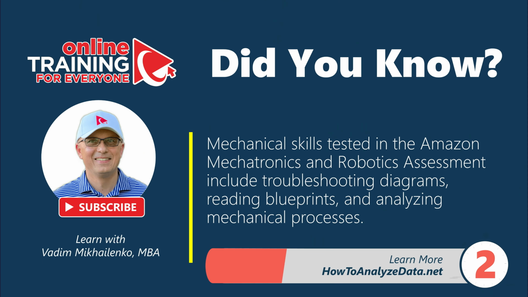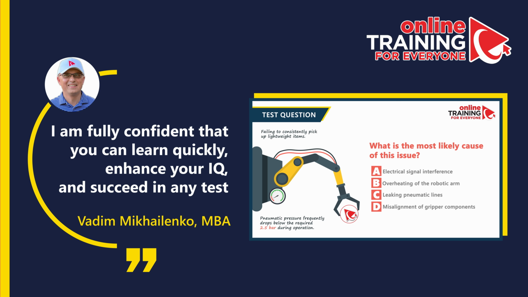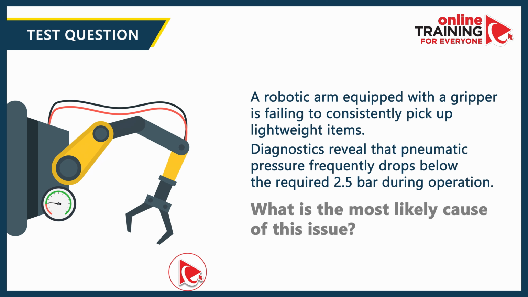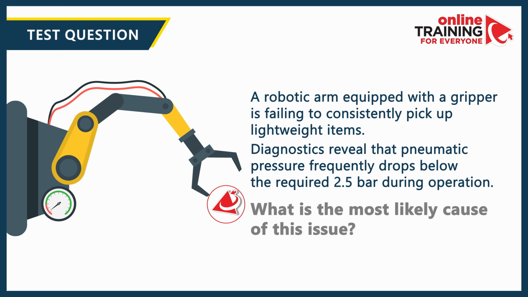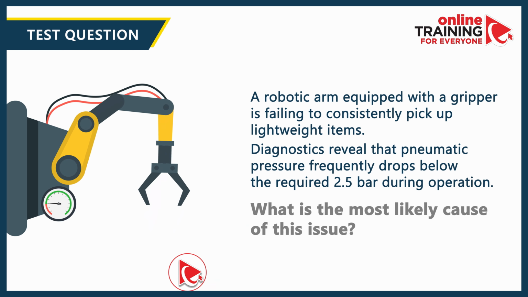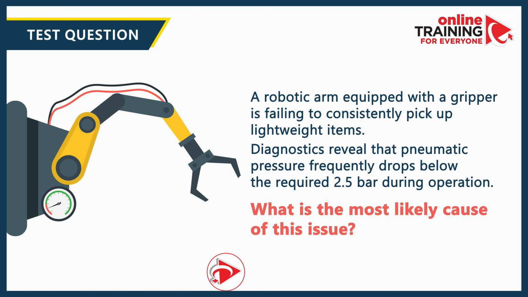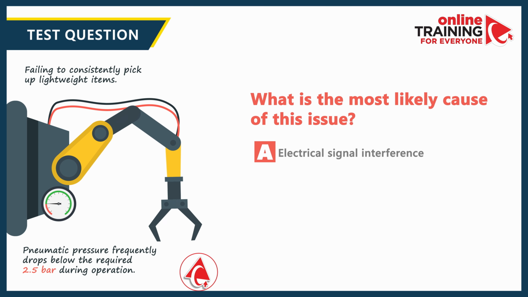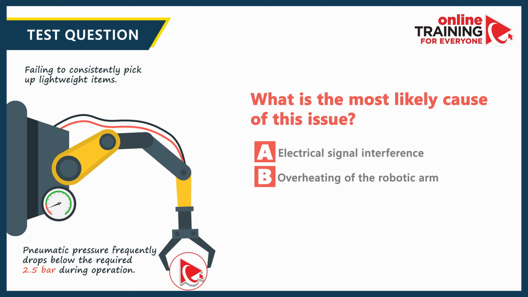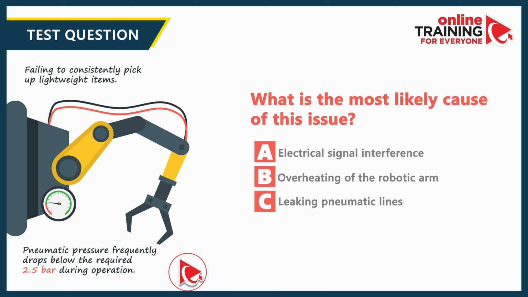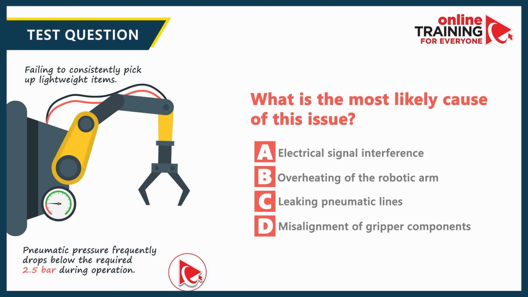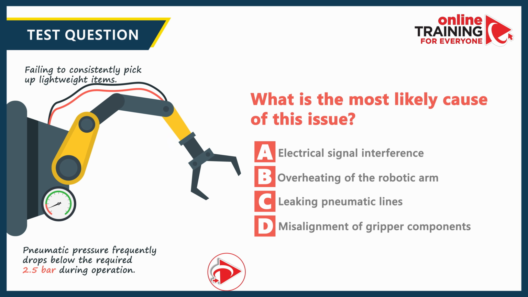In this question, you're presented with a scenario, and you need to help a maintenance technician diagnose and resolve the issue with a robotic arm. A robotic arm equipped with a gripper is failing to consistently pick up lightweight items. Diagnostics reveal that pneumatic pressure frequently drops below the required 2.5 bar during operation. What is the most likely cause for this issue? Your choices for the answers are: choice A, electrical signal interference; choice B, overheating of the robotic arm; choice C, leaking pneumatic lines; and choice D, misalignment of gripper components. And just like on the actual test, we're setting a timer for you to solve it on the clock. Let's get started.